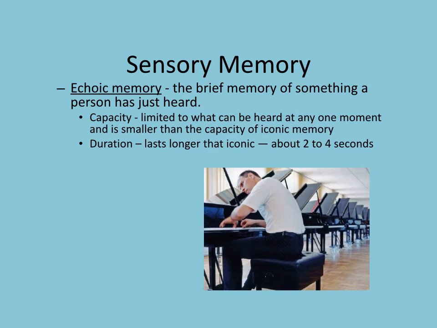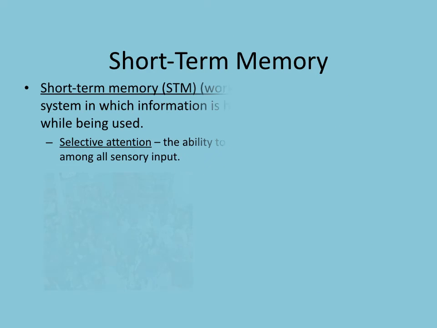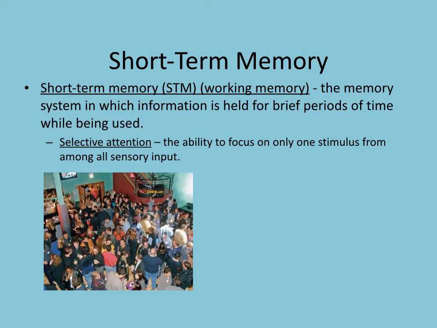Now, once something moves from our sensory memory, with selective attention, it moves to our short-term memory. Now, our short-term memory, also abbreviated STM or working memory, is the memory system in which the information is held for a brief period of time while being used. It only gets to this position by selective attention, which is the ability to focus on one specific sensory information.